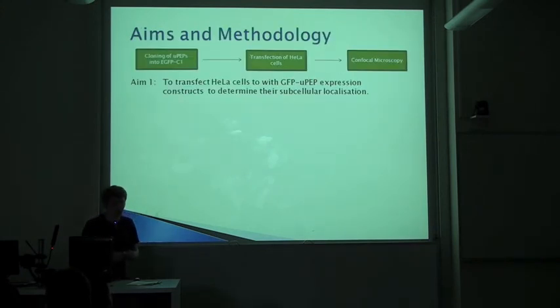So the first aim of my project is to transfect HeLa cells with GFP uPEP fusion proteins. I'll be doing this by cloning my uPEPs into GFP C1 vectors, then transfecting these into HeLa cells, and then using confocal microscopy to determine their subcellular localization. Our postdoc Lexi has done work similar to this already in our lab, but she's been using GFP N1 vectors. So basically your peptides are on the N terminus of the GFP, while mine are going to have the peptide on the C terminus, and we're doing this just to determine if you get different results.